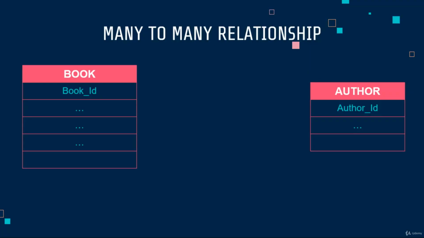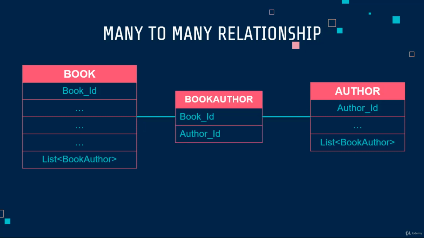Next, what we have is many-to-many relation using Fluent API. We need many-to-many relationship for our book and author classes. As we know, in order to accomplish that, we will add an intermediate table for book author, and then we'll have a list of book author in both book as well as author classes.